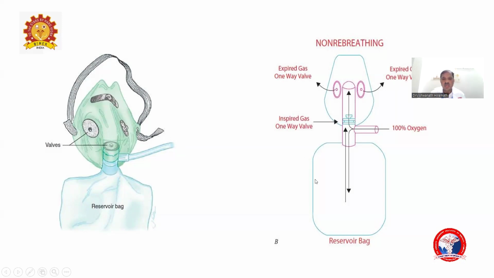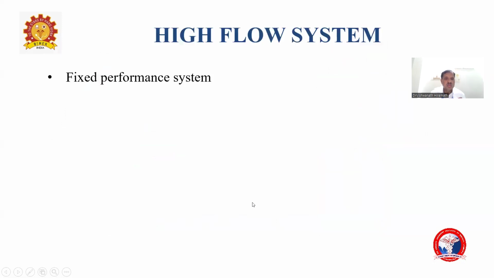Oxygen for inspiration comes from the bag as well as the oxygen source. Expired gases will not come back into the bag; they will be breathed out through the exhalation port. It is a high flow system, a fixed performance system.